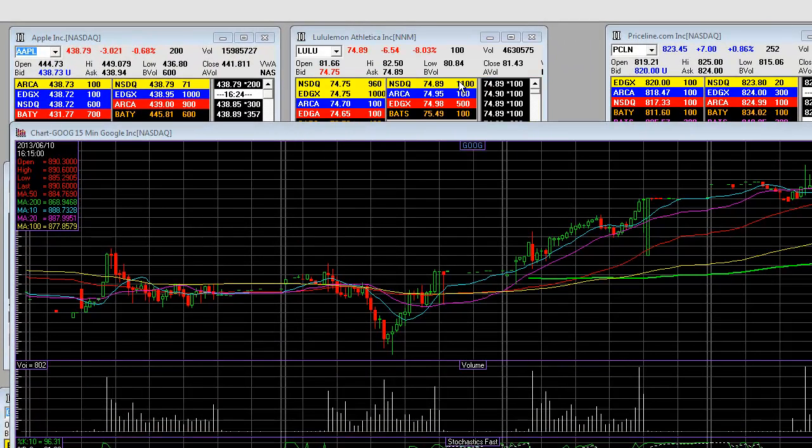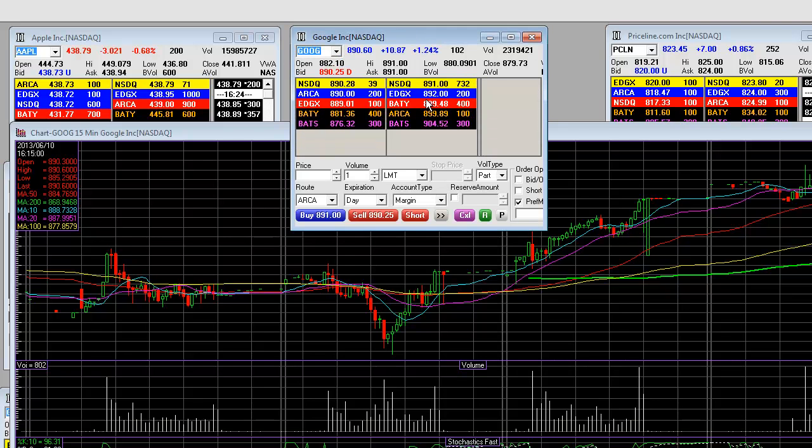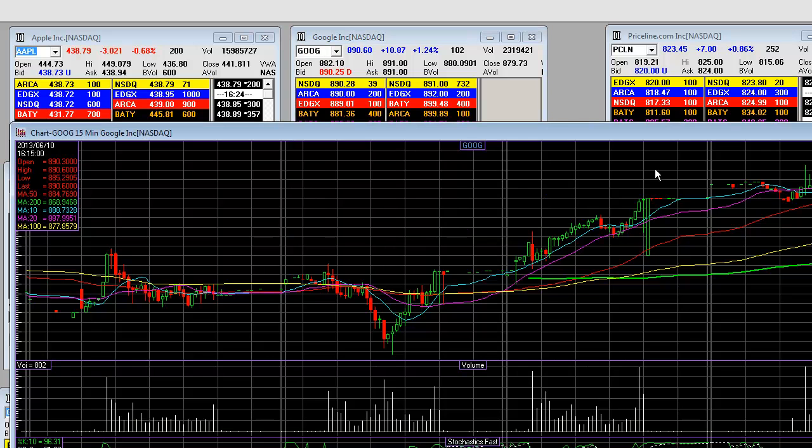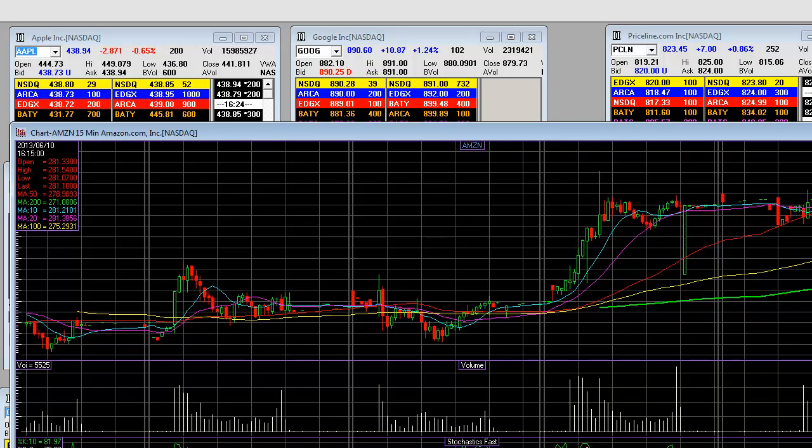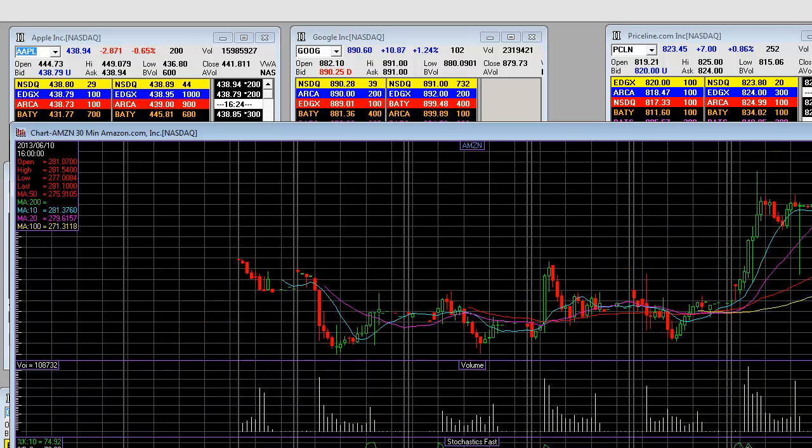Those were the indexes. Lululemon is getting crushed in after hours, but Google had a nice run from 879. The low was 880, up to 891. We have other stocks in here, AAPL, in after hours. You can see here Apple sold down hard, and it sold off the highs. They had a conference today. Other stocks like Amazon fared well on the long side today. They came from 277 up to this 281 area. And this is a 15-minute trading chart.